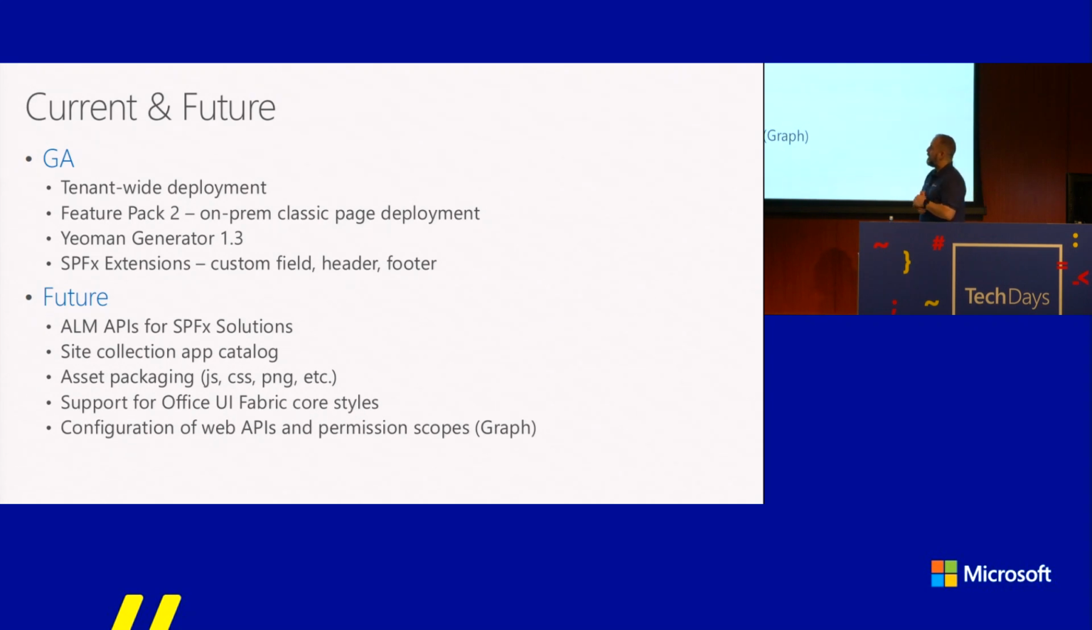So application lifecycle management APIs for SharePoint Framework solutions, kind of bringing the whole DevOps thing together. A site collection app catalog instead of a tenant-wide app catalog. Asset packaging for your JavaScript, CSS, image files. Support for the Office UI Fabric core styles. We'll touch on that a little bit as we get further into this. That's what gives your client-side web parts a look and feel like they actually are part of SharePoint or part of the Office ecosystem. And then the configuration of web APIs and permission scopes, particularly related to Microsoft Graph.